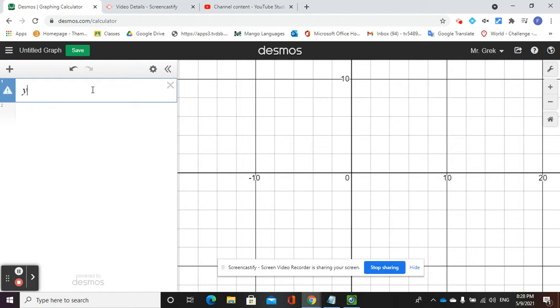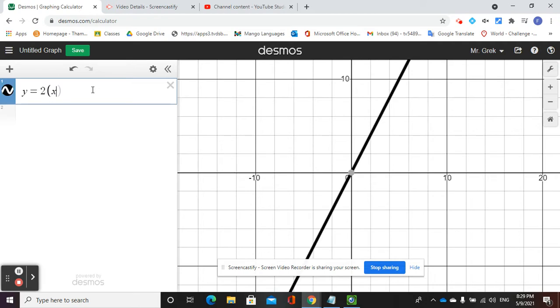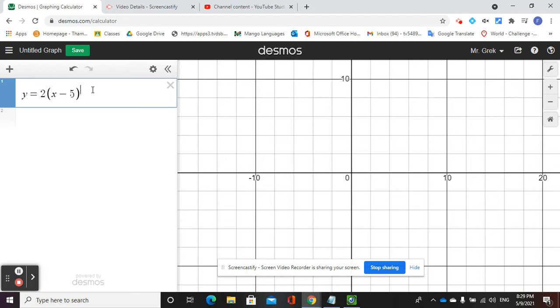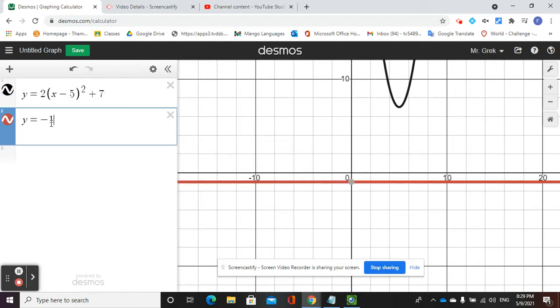So vertex form is, again, another way to connect x and y, to relate x and y. It's going to produce a graph of a parabola. So here's an example of a couple parabolas in vertex form.